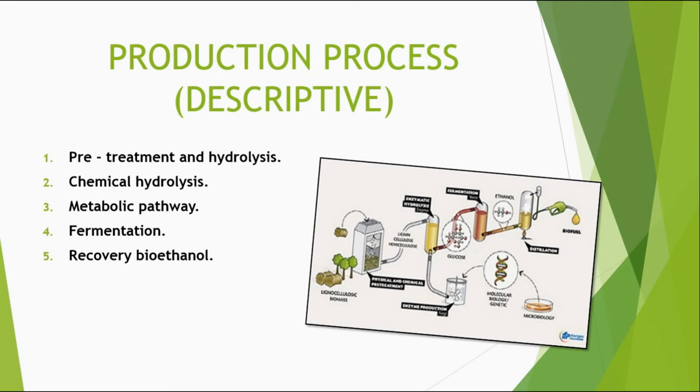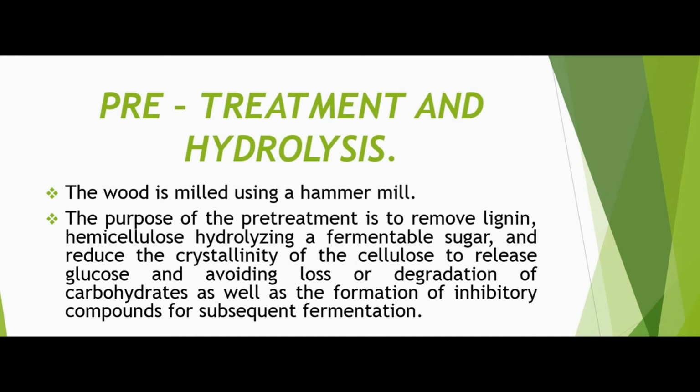Production process: pretreatment and hydrolysis, chemical hydrolysis, metabolic pathway, fermentation, recovery, bioethanol. Pretreatment and hydrolysis. The wood is milled using a hammer mill. The purpose of the pretreatment is to remove lignin, hydrolyze hemicellulose into fermentable sugar, and reduce the crystallinity of the cellulose to release glucose, avoiding loss or degradation of carbohydrates as well as the formation of inhibitory compounds for subsequent fermentation. Method of steam explosion.